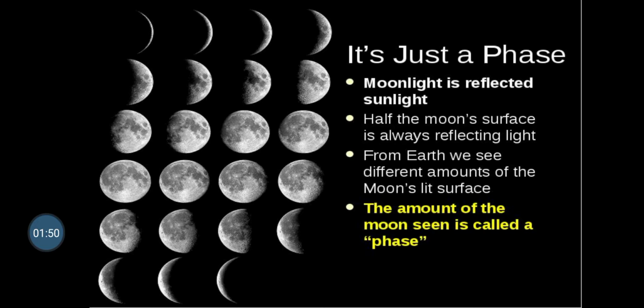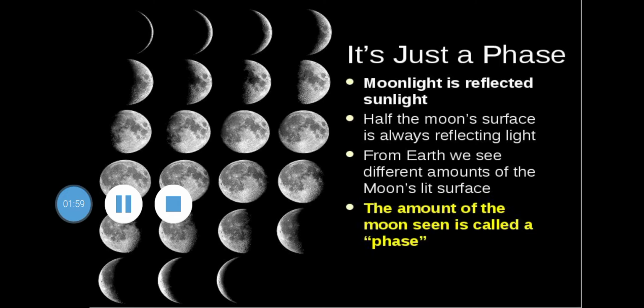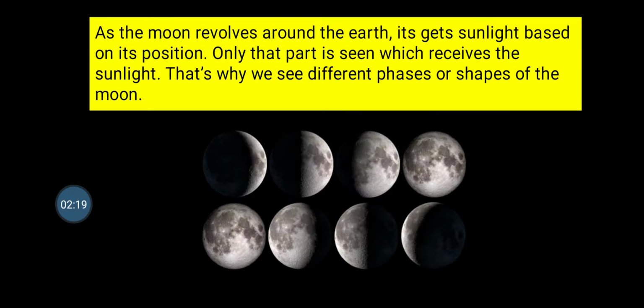Half the moon's surface is always reflecting light. From Earth, we see different amounts of the moon's lit surface. On the left side, you can see different shapes of the moon that we usually see in the night sky. These are all called phases of the moon. As the moon revolves around the earth, it gets sunlight based on its position. Only that part is seen which receives the sunlight. That's why we see different phases or shapes of the moon.